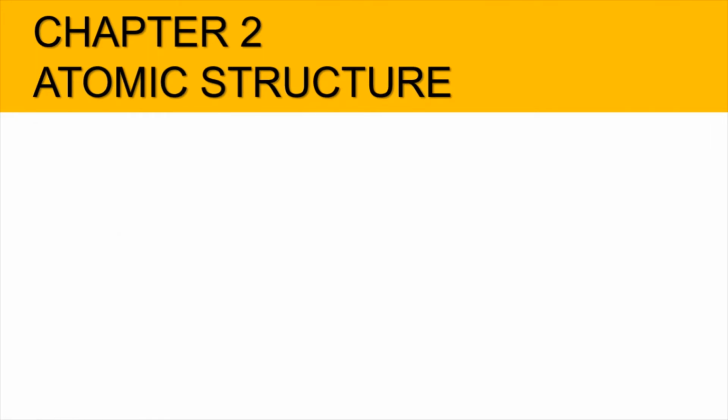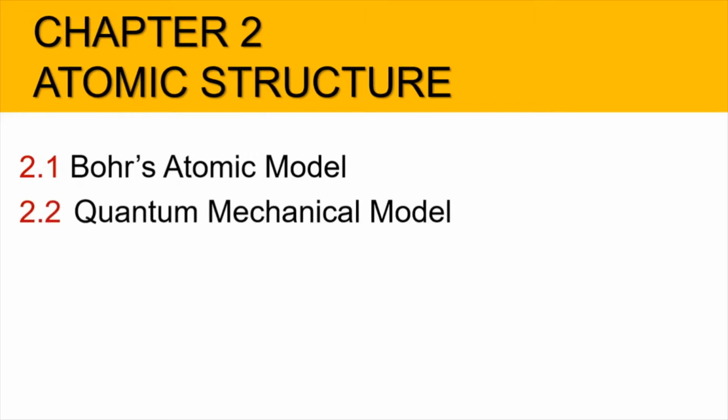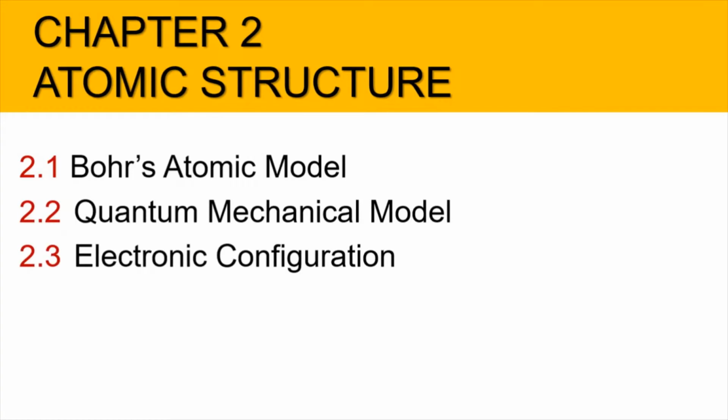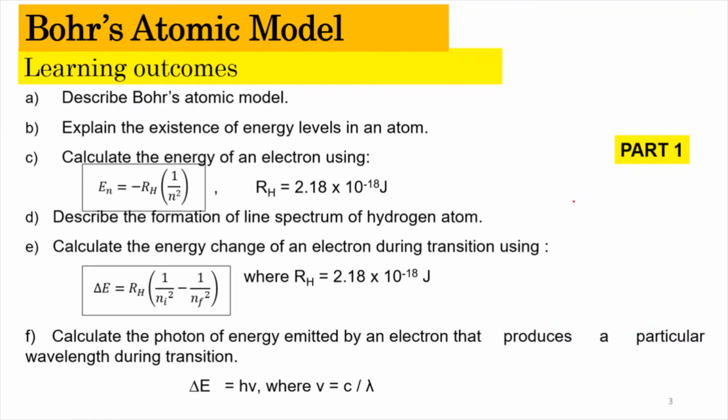So now we are in a new chapter, which is chapter 2, Atomic Structure. In this chapter, there are going to be three subtopics altogether: 2.1 Bohr's Atomic Model, 2.2 Quantum Mechanical Model, and subtopic 2.3 Electronic Configuration. In this video, we're going to focus on the subtopic of 2.1 Bohr's Atomic Model, part 1 of the video first. So in this video, we're going to learn how to describe the Bohr's atomic model.